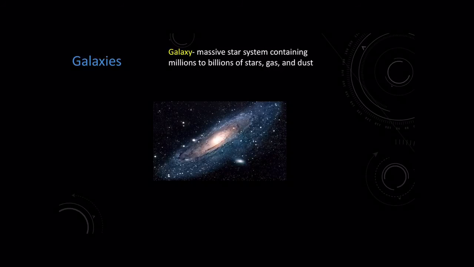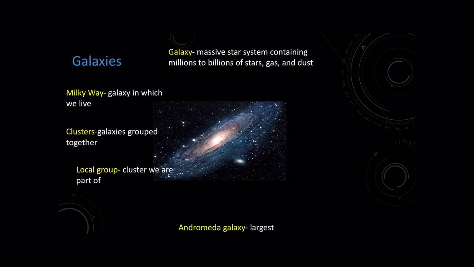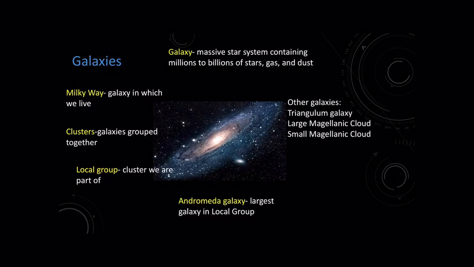A galaxy is a massive star system containing millions to billions of stars, gas, and dust. The Milky Way is the galaxy in which we live. But galaxies are also grouped together in different clusters. The cluster we are a part of is known as the Local Group. We are not the biggest galaxy in the Local Group. Andromeda is actually the largest one. Some other galaxies are listed here. You could have superclusters, which are clusters grouped into these larger structures.